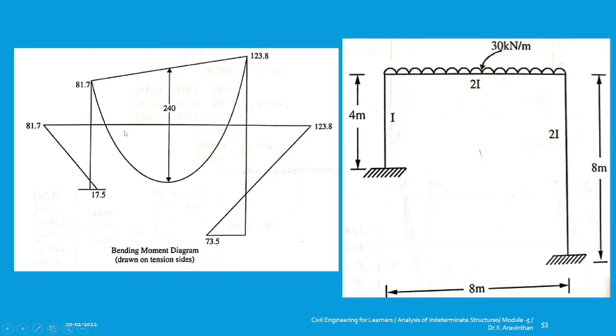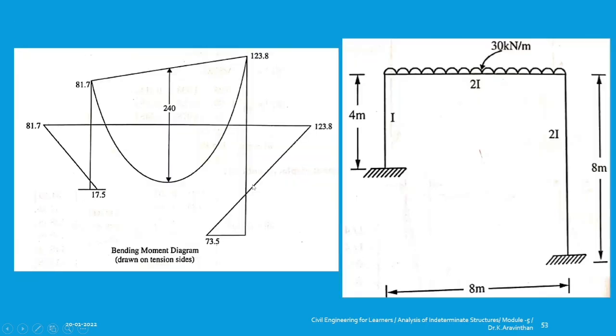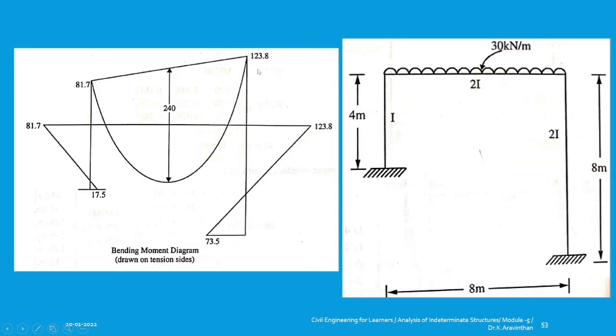So you can see that your first value is 17.5 and next value is 81.7, it is written here, and next value is minus 81.7, and minus 120 plus 124. So 123.8 is 124. So you got all the values.